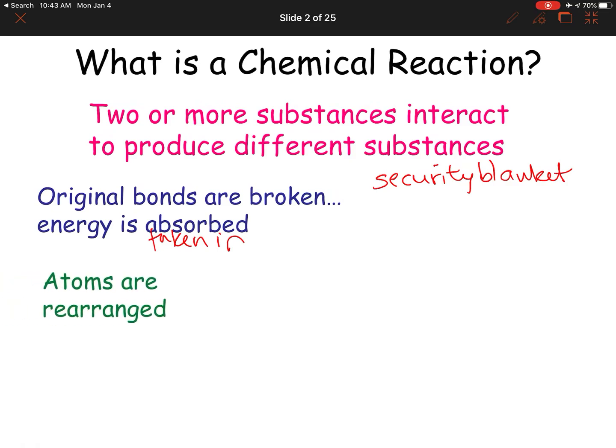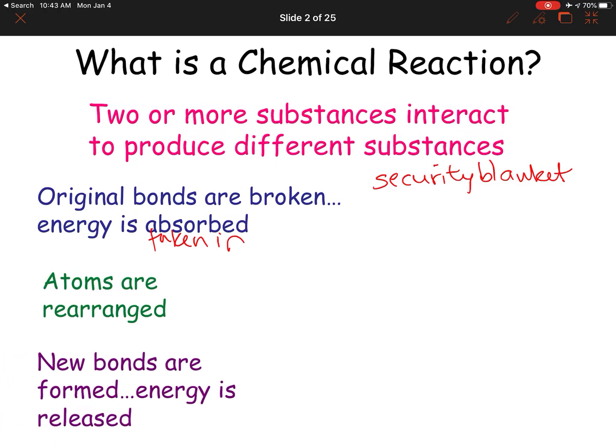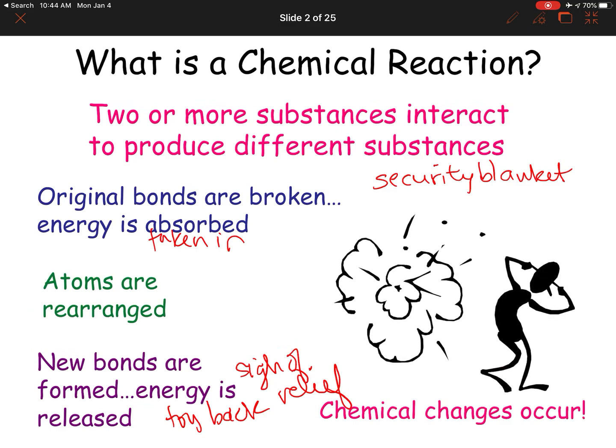After that happens, your atoms are rearranged in some different way, and then we have new bonds formed. And when those new bonds are formed, energy is released. It's like your favorite toy is coming back. So you're stable again, you're happy, energy is given off. It's like the sigh of relief. That's the way I think of it. Because this is a little bit different than you would normally think. And that's when you see a chemical change occur.